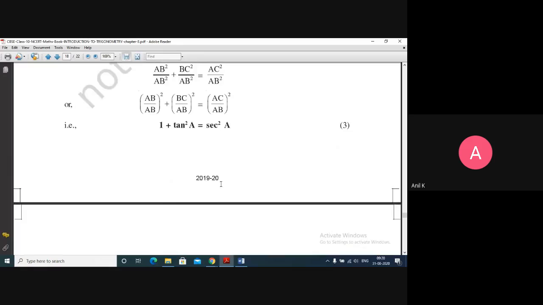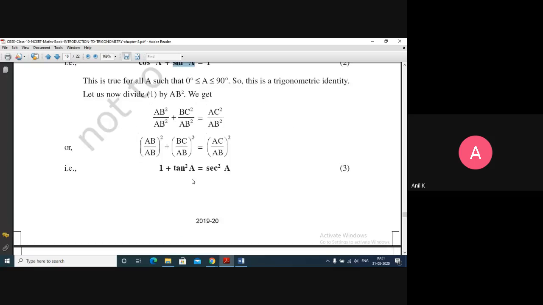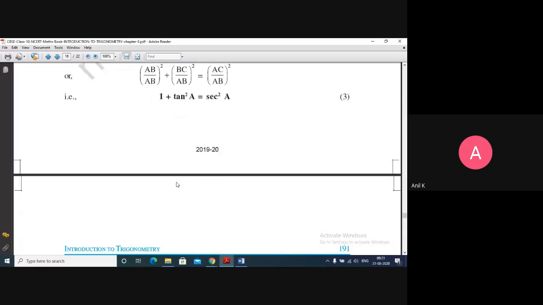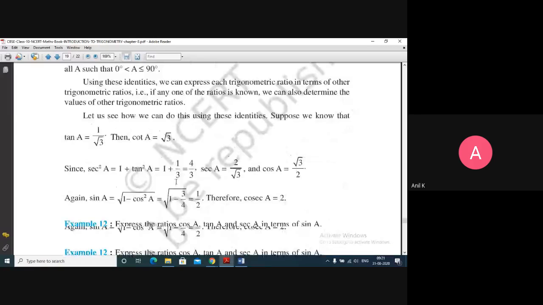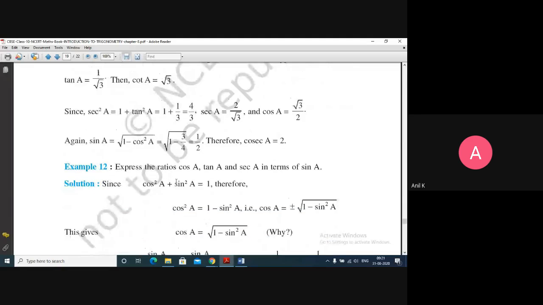In the textbook, they are given with the help of a triangle, but we solve by dividing with cos square A or dividing with sin square A. That's how we solve. But in the textbook, they use the values AB, BC, AC. Both ways you get the same answers. Okay, let me take one example.